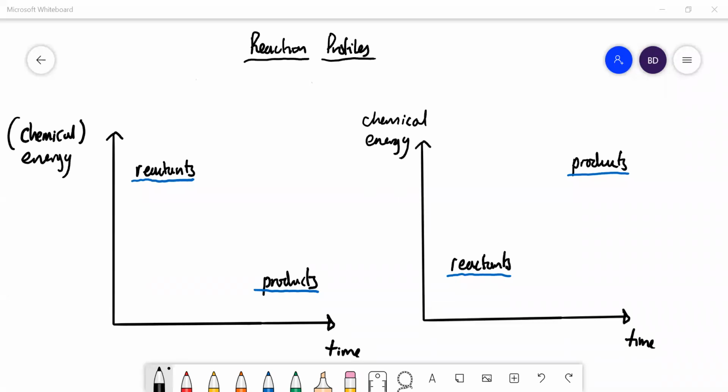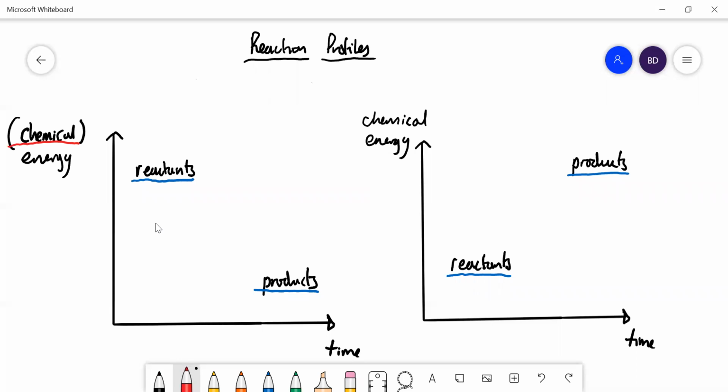Okay, we're going to look at reaction profiles or reaction energy profiles. So if you just look at this graph on the left, I've written down chemical energy on the axis there. Usually they just write energy, but I like to think it is chemical energy. And of course, what happens in chemical reactions is that chemical energy is converted into heat energy or vice versa. They're the two energy stores we're talking about here, the chemical store and the thermal store.